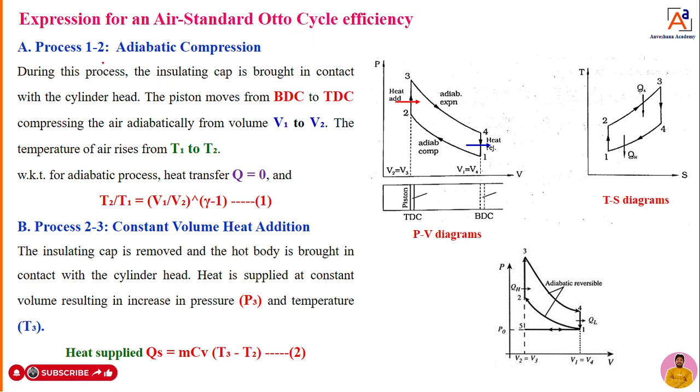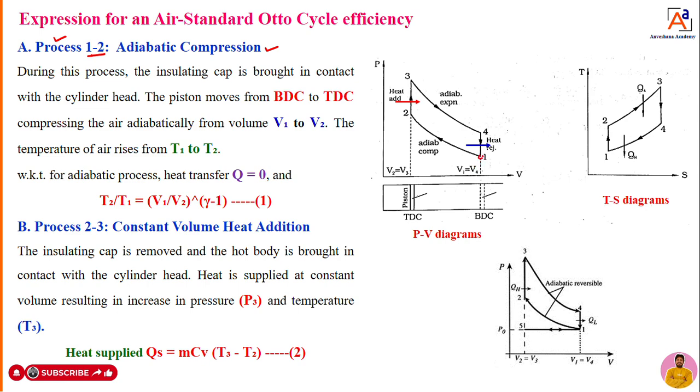Okay, dear students, as we discussed in the previous class on the working of the Otto cycle, there are four important processes: adiabatic compression, constant volume heat addition, adiabatic expansion, and constant volume heat rejection. These processes play a very important role in deriving the expression for Otto cycle efficiency. The first one is process 1 to 2, that is nothing but adiabatic compression.